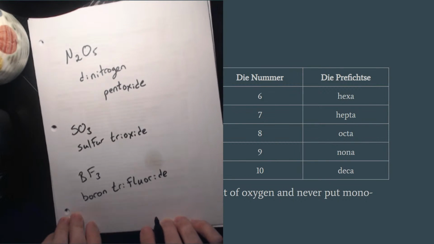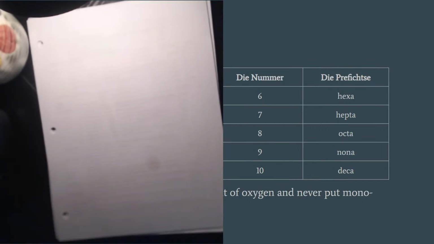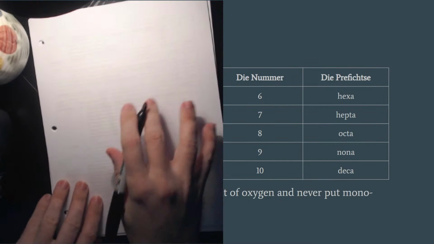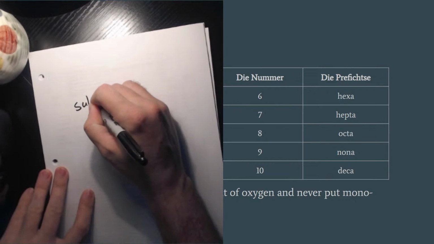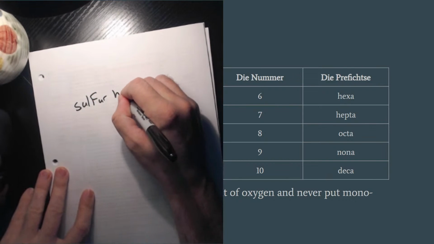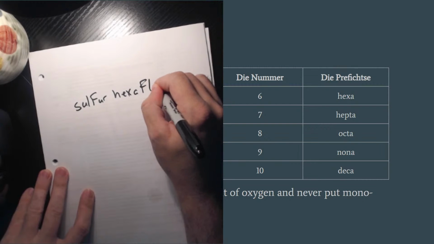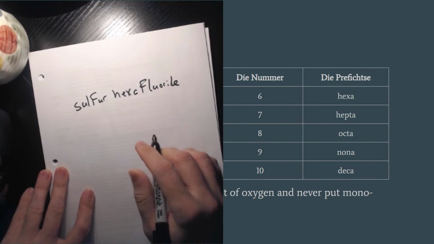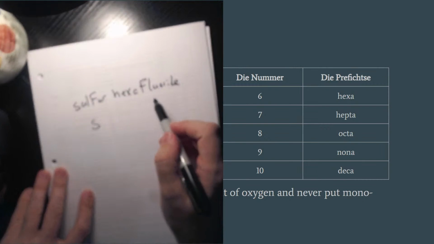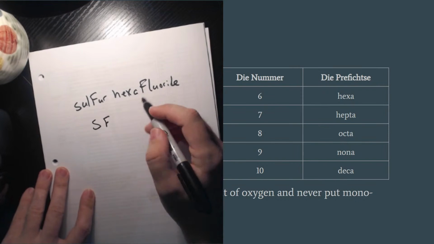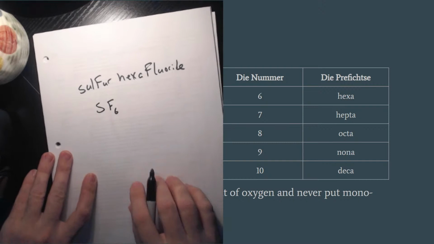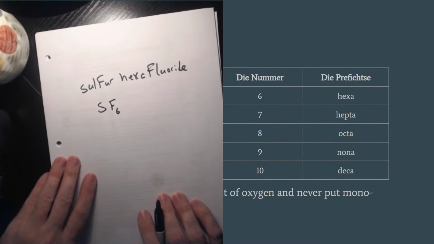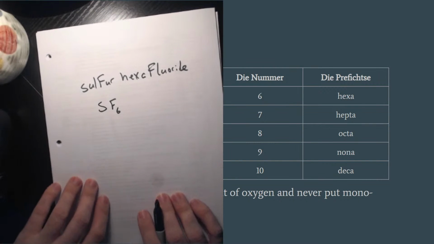Okay. They'll also expect you to be able to go in the other direction. So if they give you, say, sulfur hexafluoride, that would just be S, and then fluoride means F, hexa means 6. So be able to go back and forth, memorize those 10 prefixes, and get a little bit of practice in.